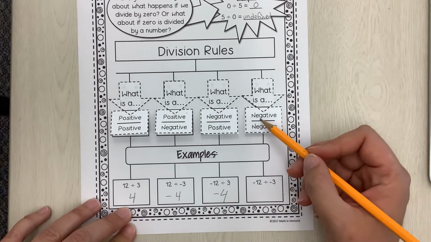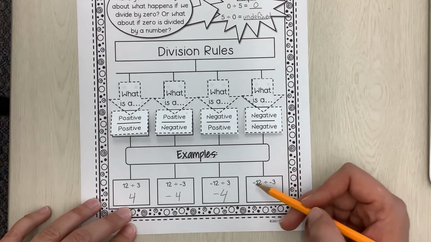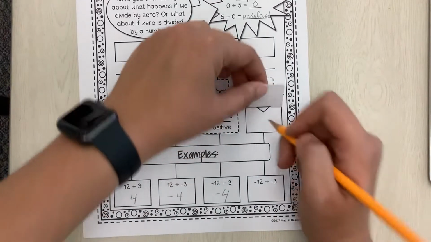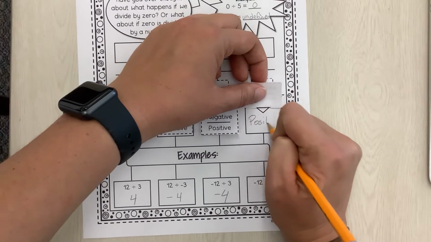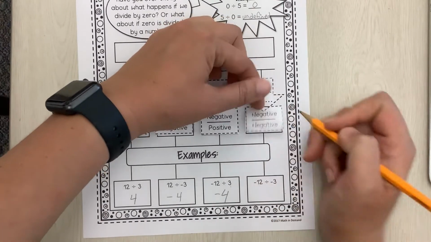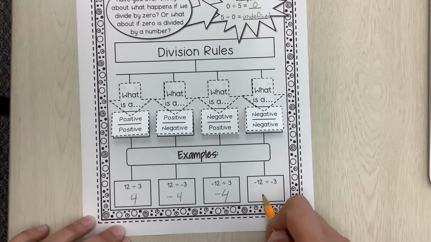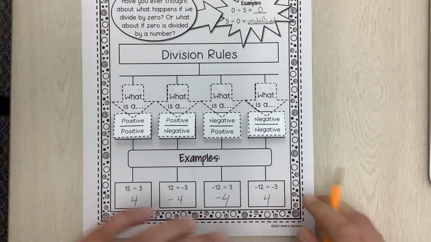Now the last one, a negative divided by a negative. A negative 12 divided by a negative 3. Your answer is going to be positive. Now let's talk about what that is. Or let's do this one first. A negative divided by a negative. We just said it's going to be positive, so the answer is going to be a positive 4.